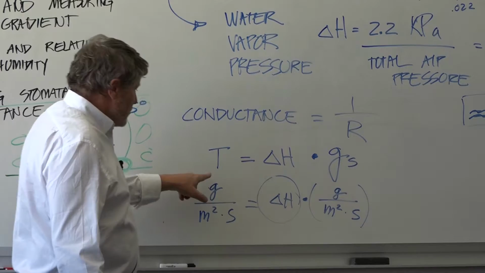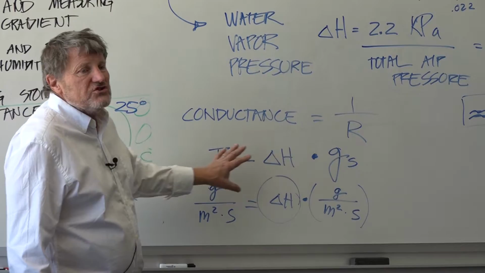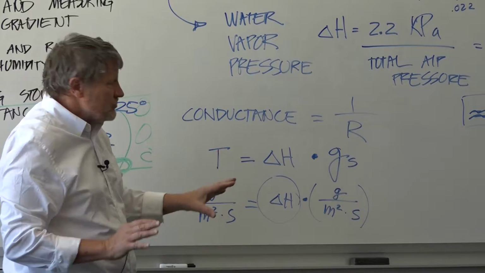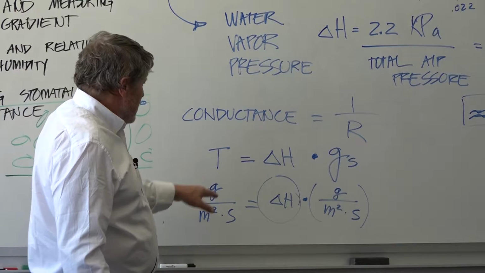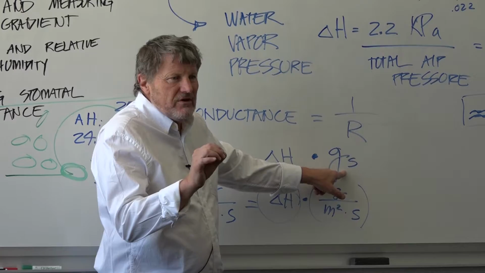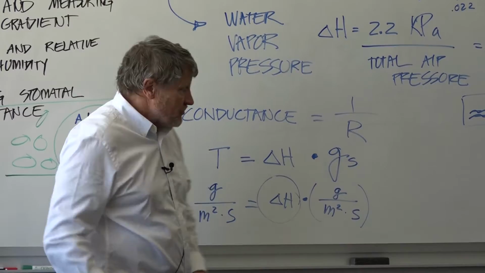This, by the way, is all for a single leaf. It's not for a community of leaves. It's exactly the same principles, but the driving gradient is the average for all the leaves in the community. They might be at different temperatures, but we average those temperatures. And this g s is typically for a single leaf, but we can also calculate conductance for multiple layers of leaves too. That's the difference for a canopy. This doesn't change, but this one does.